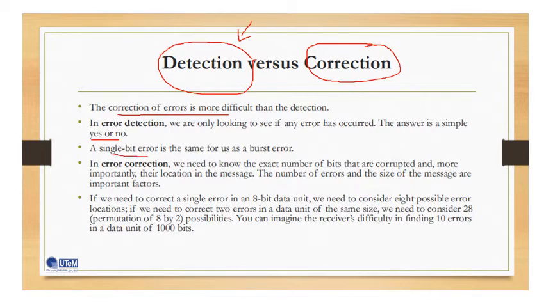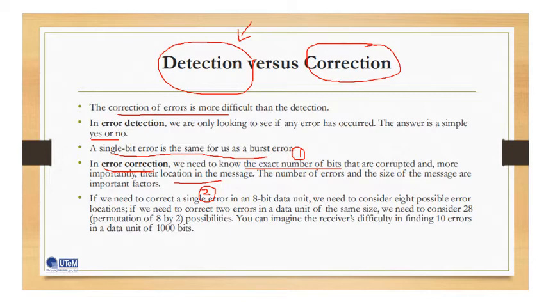And a single bit error is the same for us as a burst error, because we just want to know whether the data or the message contain error or not. So the answer is just yes or no. But in error correction, we need to know the exact number of bits that has been corrupted, and more importantly, their location. So this is number one, the exact number of corrupted bits. The second one is the location of the error.